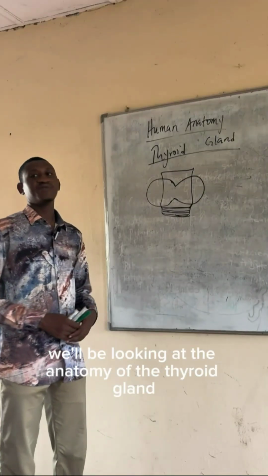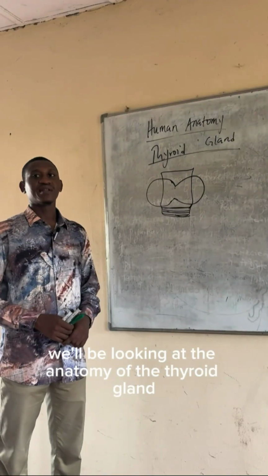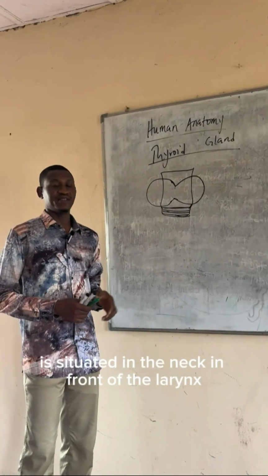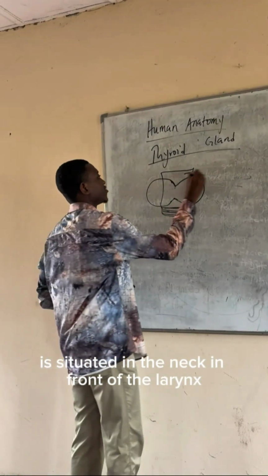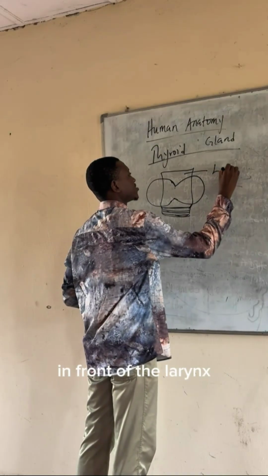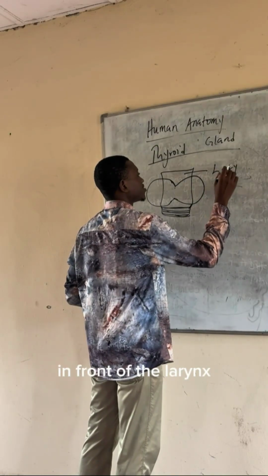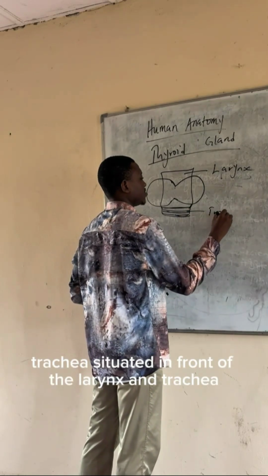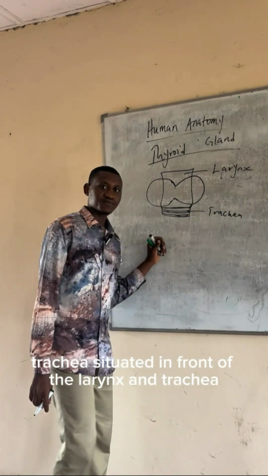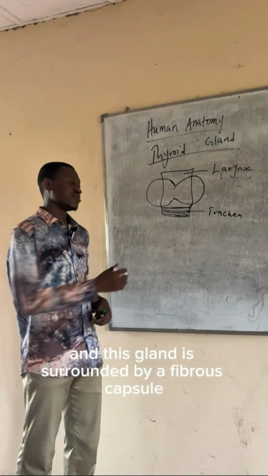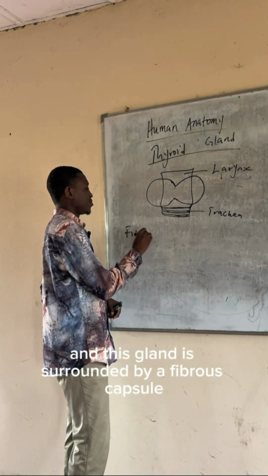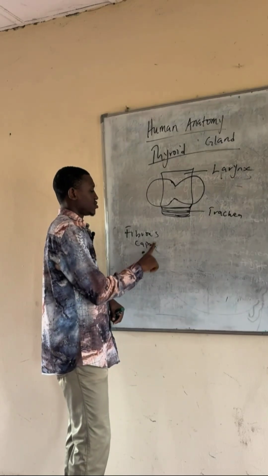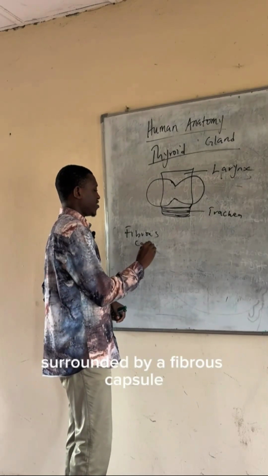In our class today, we'll be looking at the anatomy of the thyroid gland. The thyroid gland is one of the endocrine glands. It's situated in the neck, in front of the larynx and trachea. And this gland is surrounded by a fibrous capsule.